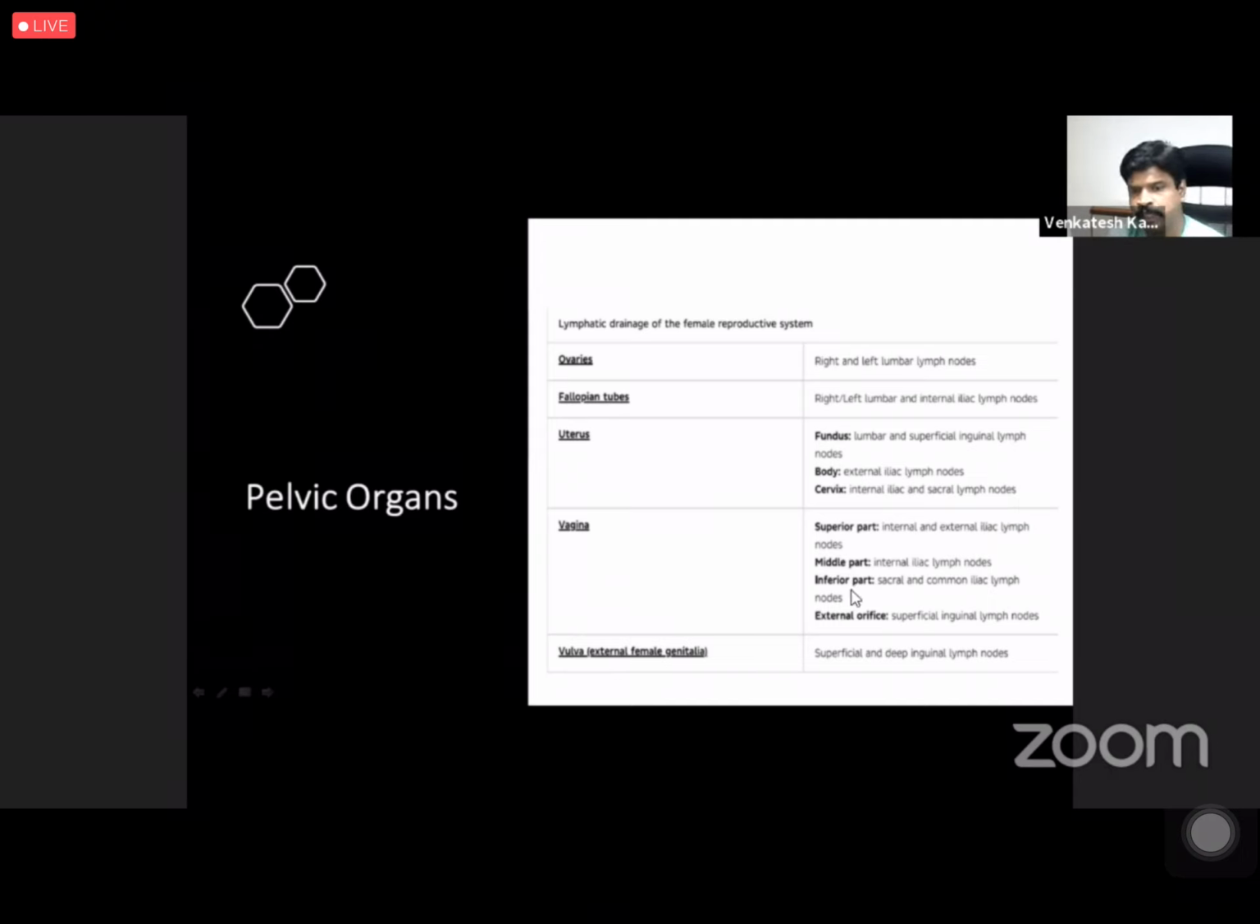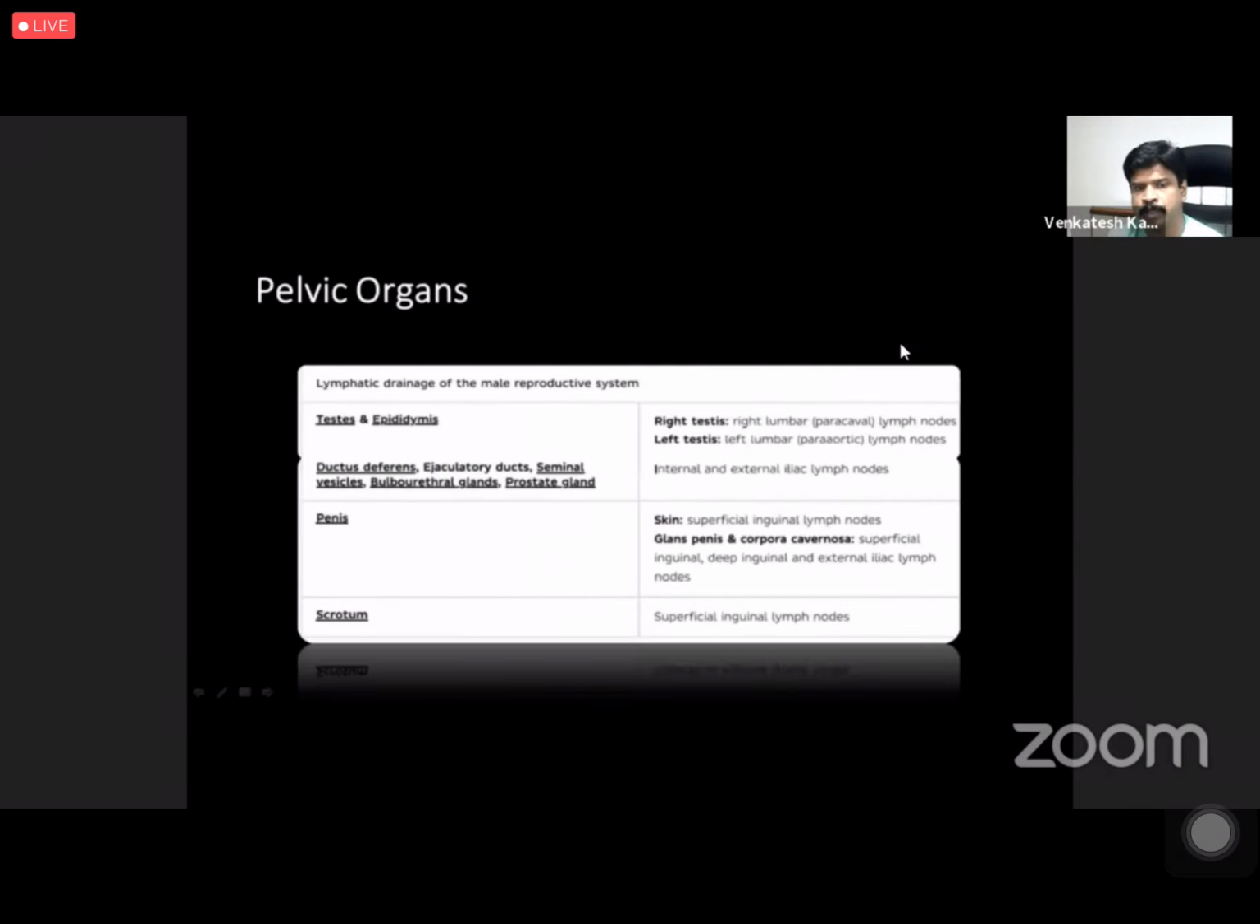And the vagina is divided into four: the superior, middle, and inferior portions, and the external orifice. The superior and middle drain into the iliac group of lymph nodes, while the inferior portion drains into the iliac group, the sacral and the common iliac lymph nodes. The external orifice drains into the superficial inguinal lymph nodes. If you take the vulva, it drains into the superficial and the deep inguinal group of lymph nodes.